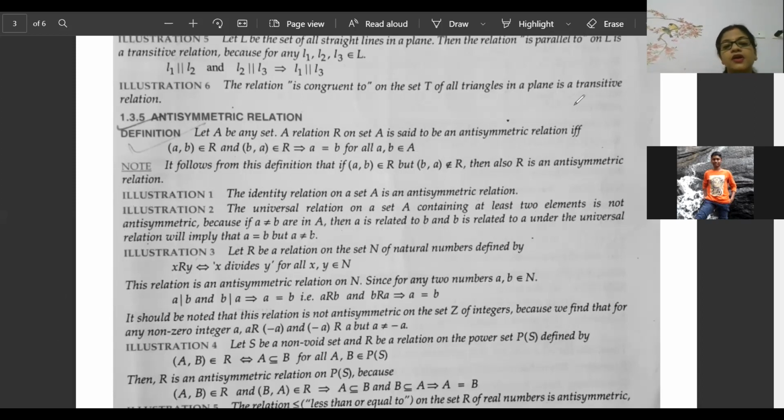Now, better next one. Illustration number 3 is telling that R is a relation on the set of natural numbers. You see, here also the set of natural numbers came. Here it is telling that B divides, when this symbol is there, what does this mean? Can anybody tell me? Is it an antisymmetric relation? Think about it. A divides B, B divides A. Okay, that means A is equal to B.